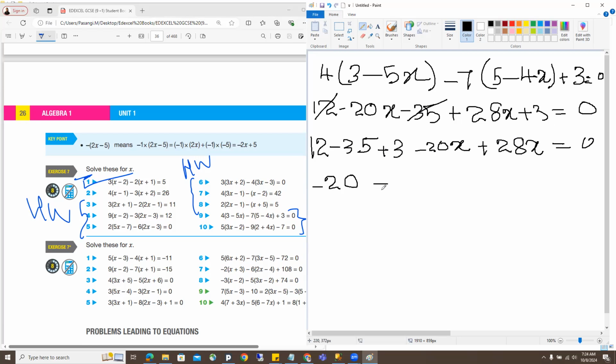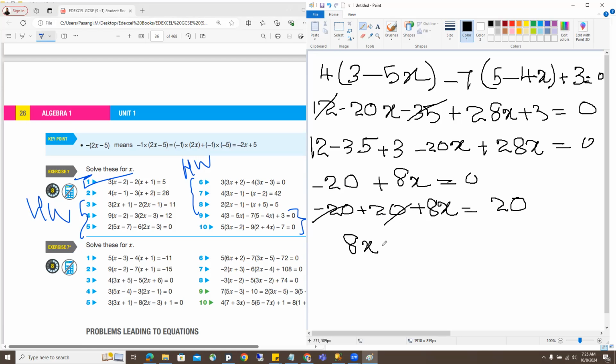Okay, minus 20 plus 8x is equal to 0. Then we need to remove this minus 20. To remove this minus 20, we need to add 20 to both sides. Then here also we have 20, so these two will cancel out. Then you have 8x is equal to 20.